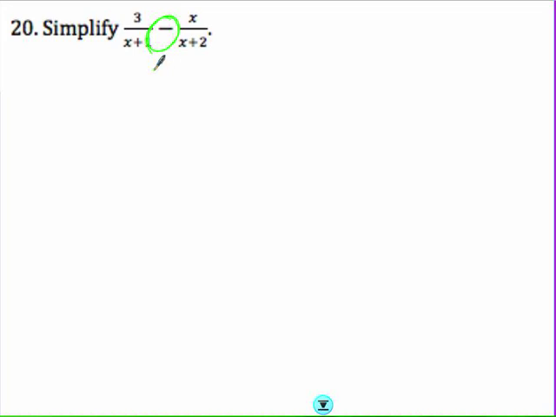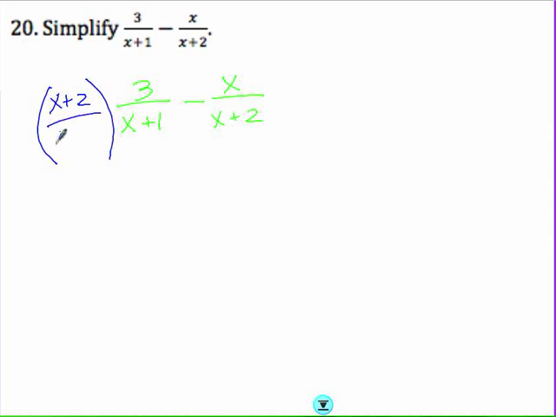The next one, I saw a lot of mistakes just because this is not an equal sign, it's a minus sign. Since it's not an equal sign, you do not cross multiply. If you're simplifying, remember, if you're trying to subtract one fraction from another fraction, you need common denominators. So with this 3 over x plus 1, I need an x plus 2 in the denominator with it. So I'm going to multiply this by x plus 2 over x plus 2.